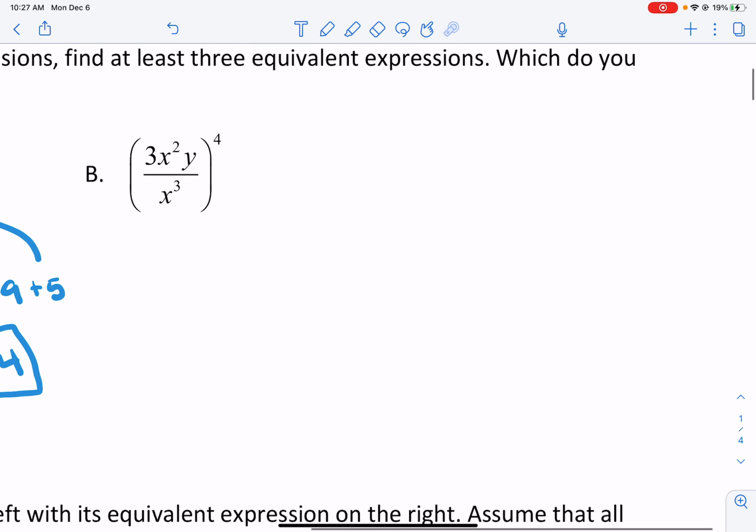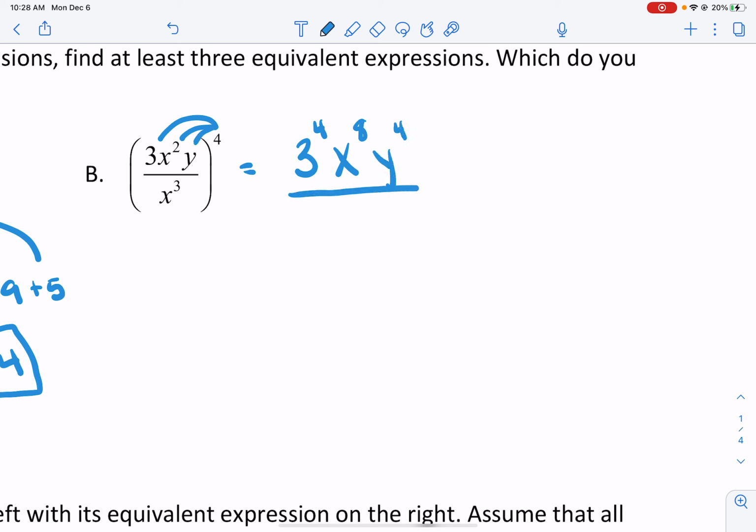For B, we've got (3x squared y divided by x to the 3rd power) all to the 4th power. The way I like to think about this is we can take everything to the 4th power, but we have to use certain rules to do that. So here, 3 would be to the 4th power. With exponents, we're going to multiply them. So this would be x to the 8th power, and then y to the 4th power, all over x, and then 4 times 3 is 12.